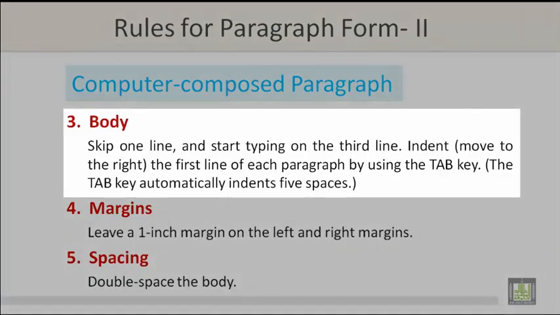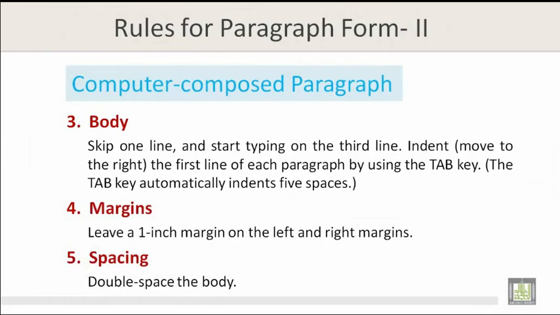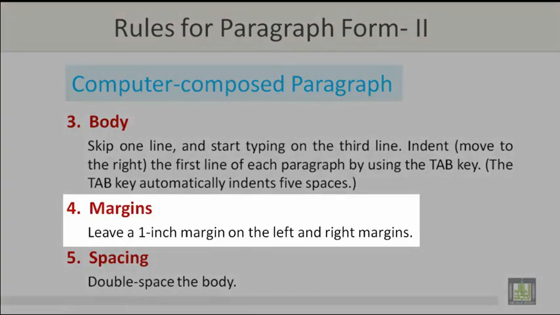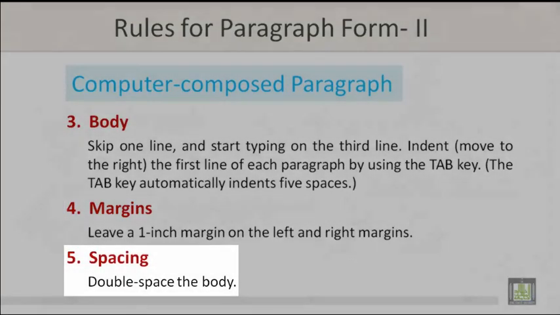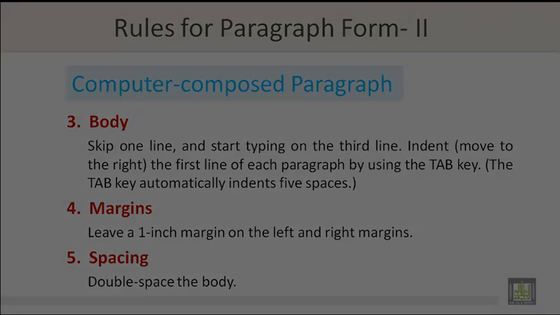Number 3 is body. Skip one line and start typing on the third line. Indent. Move to the right the first line of each paragraph by using the Tab key. The Tab key automatically indents 5 spaces. Number 4, margins. Leave a 1-inch margin on the left and right margins. Spacing is number 5, and you should double space the body.